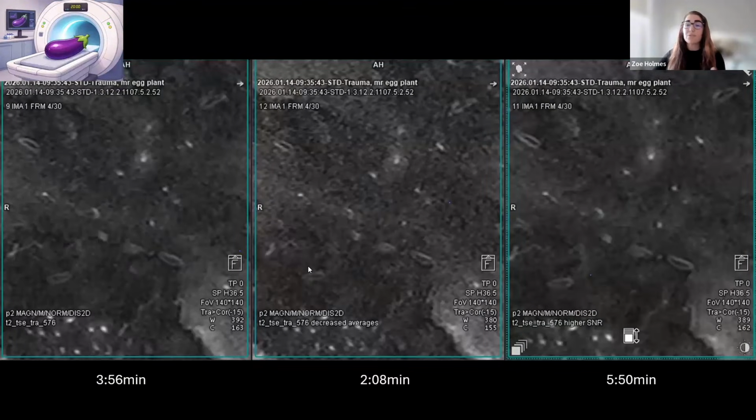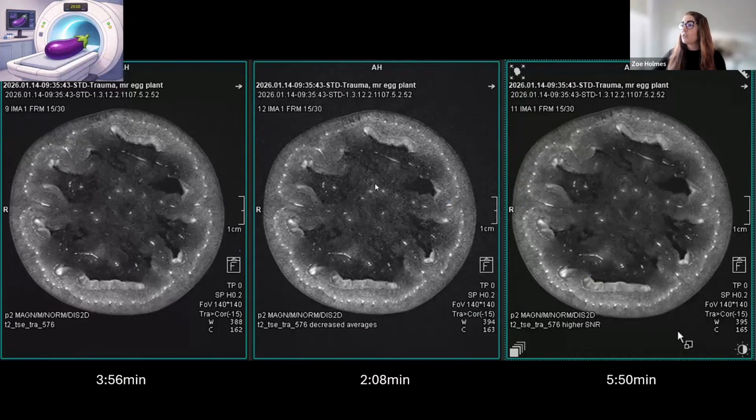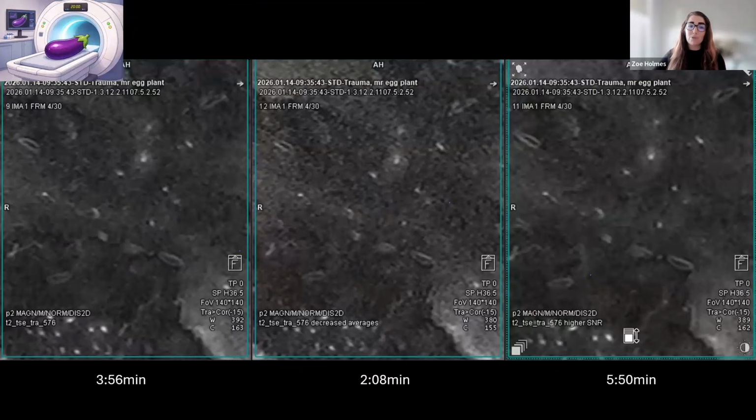So what we've done is zoom in on this central component. On the zoomed in images, we can now see that by dropping our averages in that middle column, we have introduced noise into this image, which has reduced some of that conspicuity, some of those finer details, which could be the difference between spotting a lesion and not spotting a lesion.